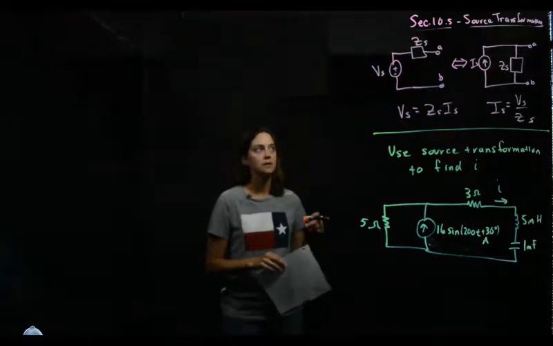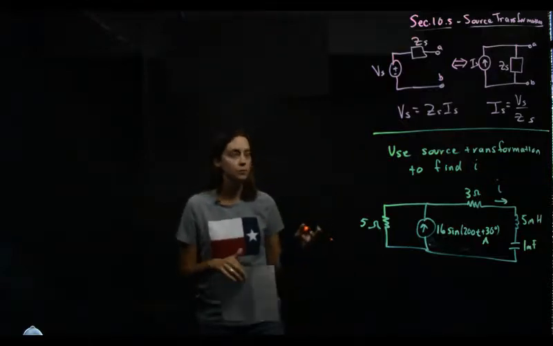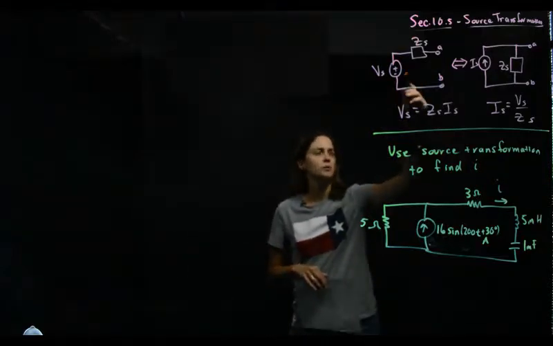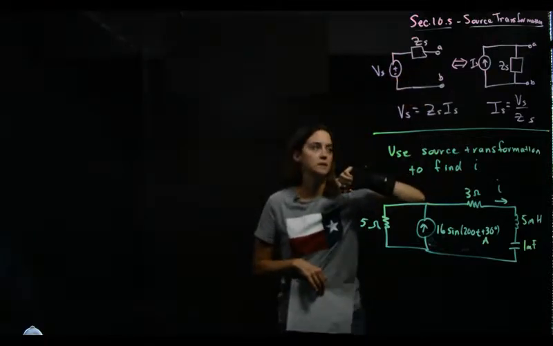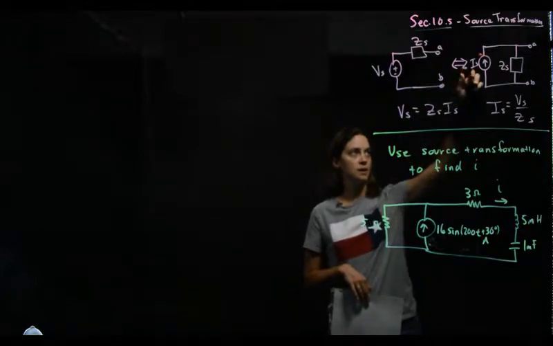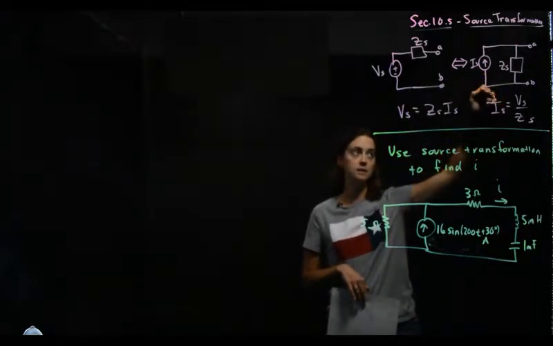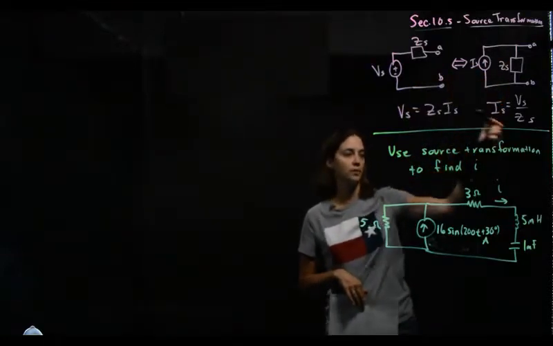Section 10.5 is on source transformations. So we've done these before. I think it was in chapter 4. If we have a voltage source in series with an impedance, we can translate that to a current source in parallel with impedance, and vice versa. We can go back and forth.